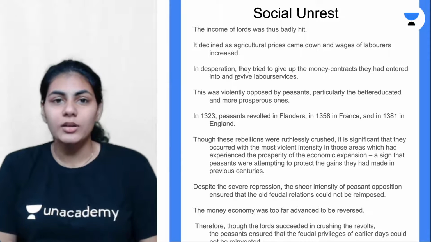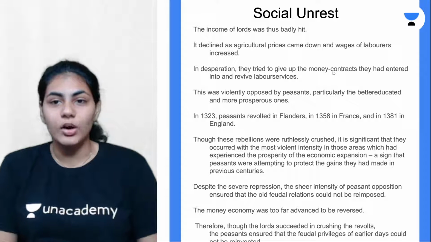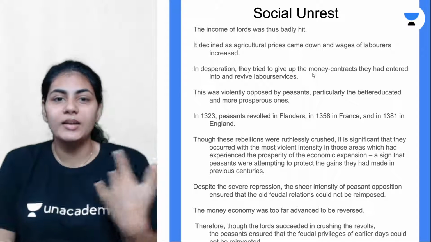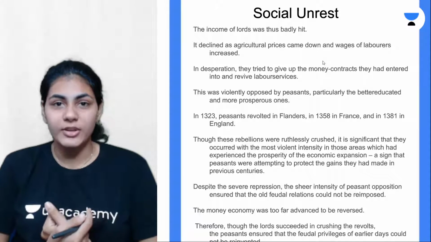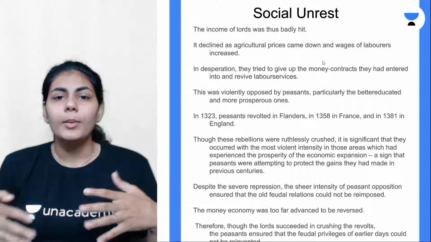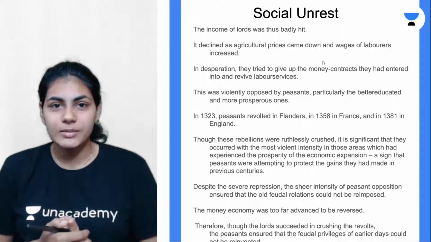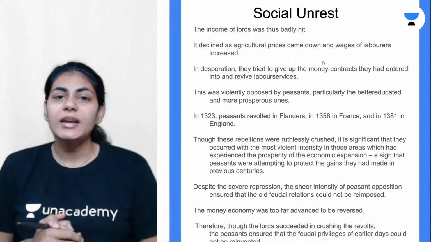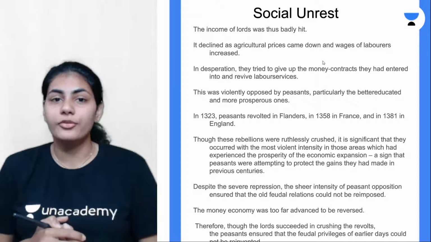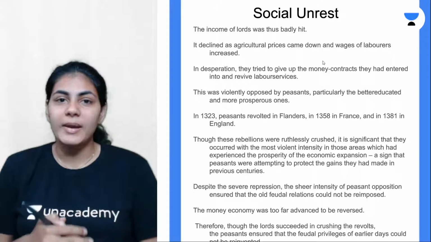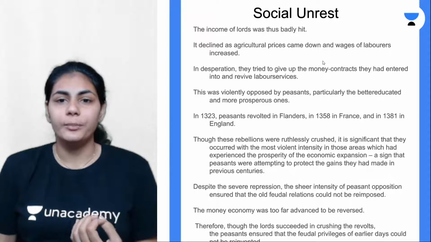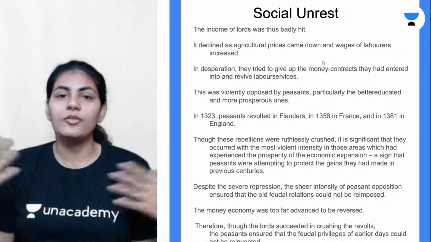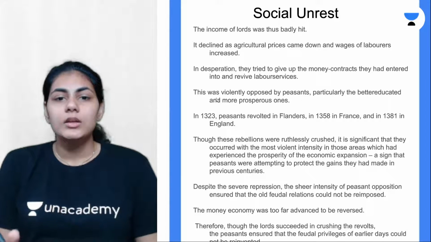So in desperation, what he did was he tried to give up the money contracts that he had entered into earlier, before this epidemic hit and before all these changes. Whatever money contracts were there, he tried to somehow manipulate them. He also tried to revive the labor services, somehow repressing the peasants or laborers, exploiting them and making them work freely. But nonetheless, peasants were strong enough this time. Even the lords could not do anything about the peasants, right? So now it's a total failure on the part of the lords.